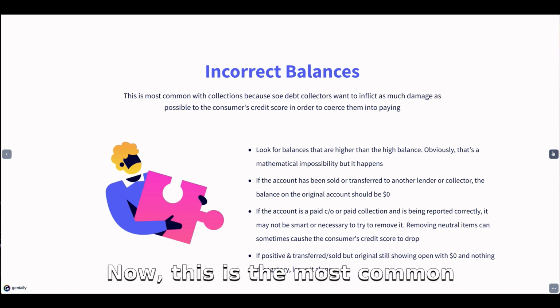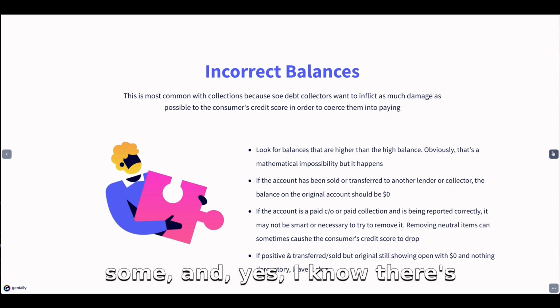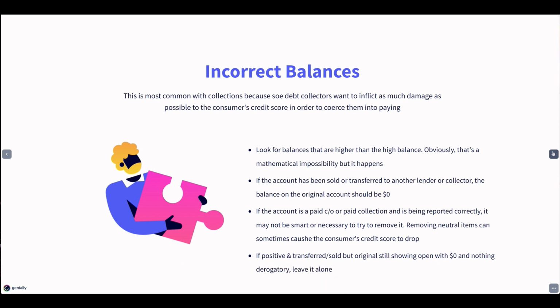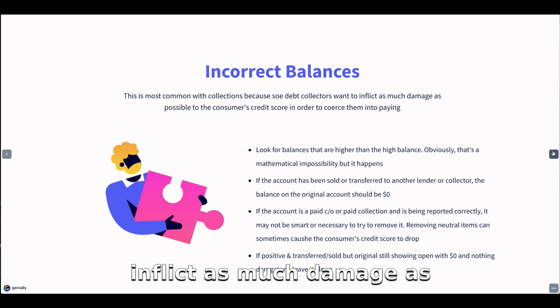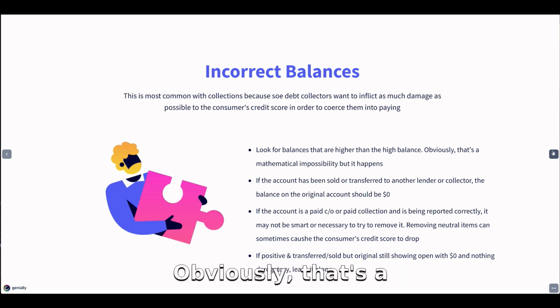Incorrect balances. Now, this is the most common with collections because some, and yes, I know there's a typo there, debt collectors want to inflict as much damage as possible to the consumer's credit score in order to coerce them into paying. So you're going to look for balances that are higher than the high balance. Obviously, that's a mathematical impossibility, but it happens.